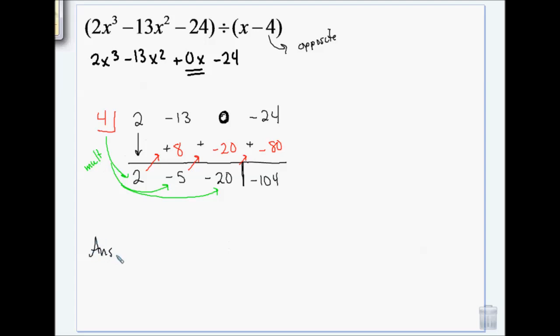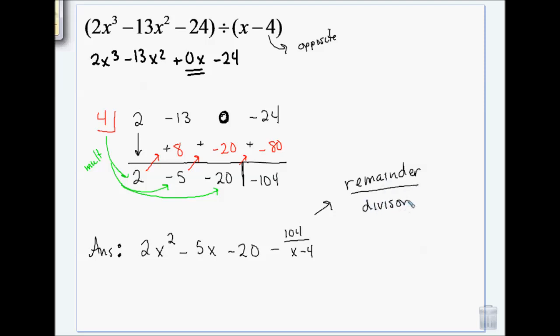So my answer is going to be 2x squared, because I started with thirds, minus 5x minus 20 minus 104 over x minus 4. So the remainder goes over the divisor. And remember, the thing that you're dividing by is the divisor. We can do this instead of long division.